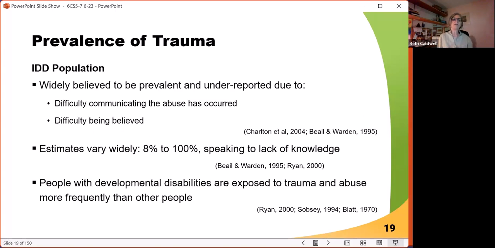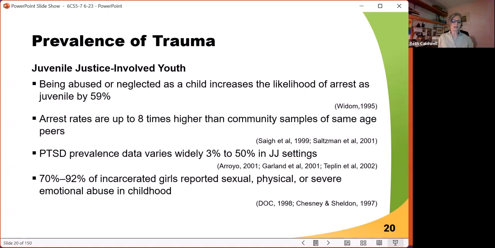We started this whole talk about trauma yesterday with Dr. Glenn Saxe saying do no harm. And so obviously with this population, we have been doing a lot of harm. And not only that, it's widely believed to be underreported. So very careful there.